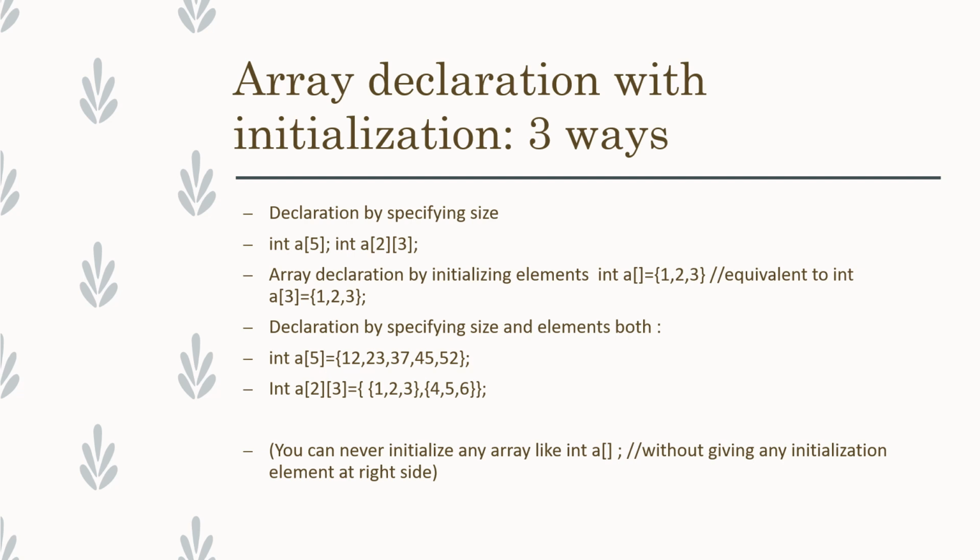The second way to declare an array with initialization is writing integer a, then not mentioning any specific size but mentioning the values for initialization. Whenever the compiler compiles the program, it will automatically interpret it as a of 3, that means an array of size 3, equal to 1 to 3. Here the array name is a.